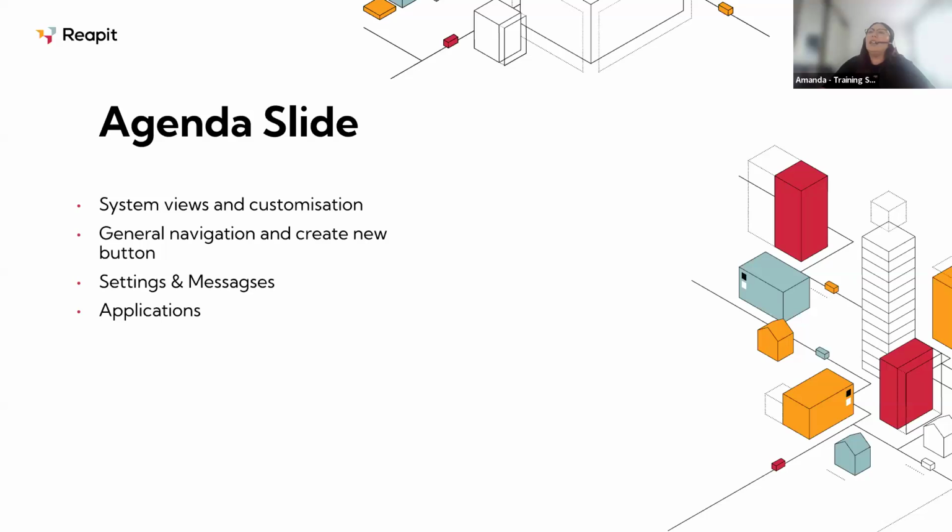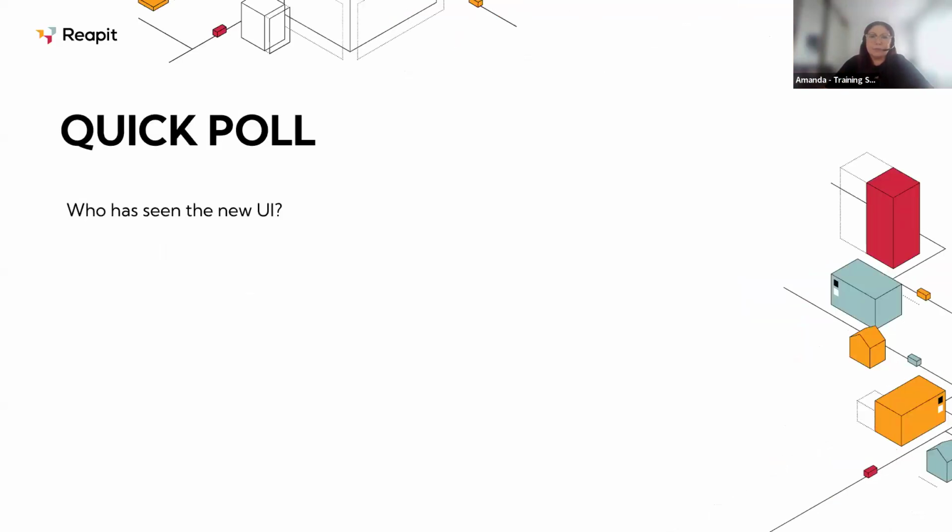During today's session, we're going to be running through the system views and customization, and general navigation. We're going to talk about the create new button. I'm going to direct you to where the settings and messages are sitting, and we're going to briefly touch on the applications. There are two parts to this webinar. Today is the first session. We have another one coming up that will focus on applications, but I will navigate you in this session to where you would go for your applications.